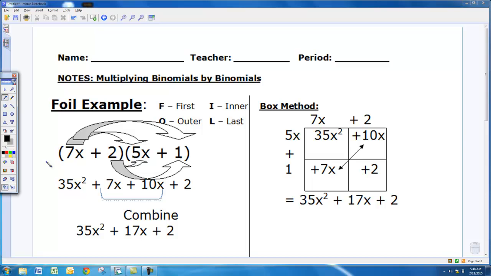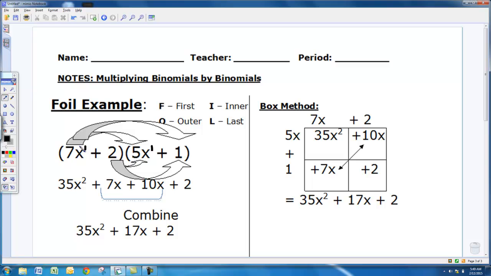So let's look at this problem together. 7x plus 2 times 5x plus 1. Before we start multiplying, remember that any variable that does not have an exponent, we need to put a 1 on it. So now let's multiply the first term in each set of parentheses. 7x times 5x. 7 times 5 is 35. X to the first times x to the first. We need to add our exponents together, gives us x squared.